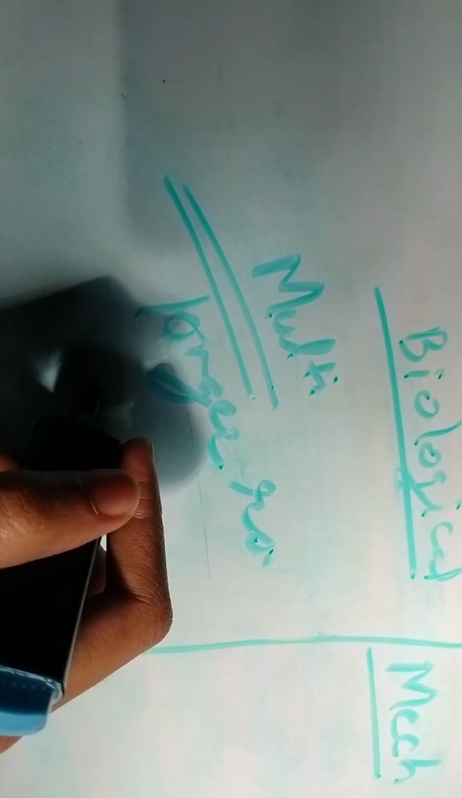Then multi-rooted teeth are more resistant to displacement than single-rooted. Then the longer-rooted teeth are also more resistant. Then the triangular-shaped root is also more resistant than the conical one. So these are the biological factors.